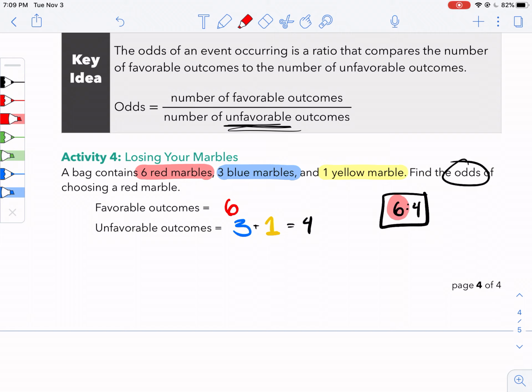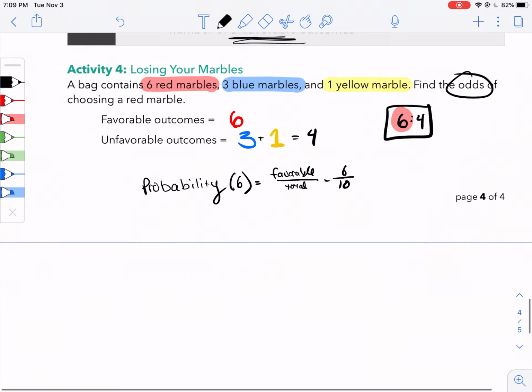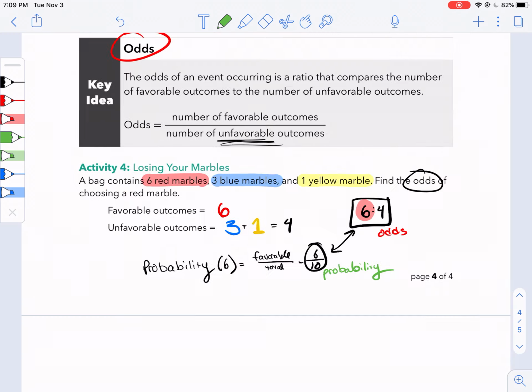This is different from probability. This would be another great quiz question. The probability, on the other hand, the probability that I spell this word wrong is 0. Probability. Man, guys, that was a struggle. The probability of choosing a 6 is going to be your favorable over your total, which is 6 over 10. So these express the same idea, but this one is odds, and this is probability. While they deal with the same kinds of things, they are different measurements.